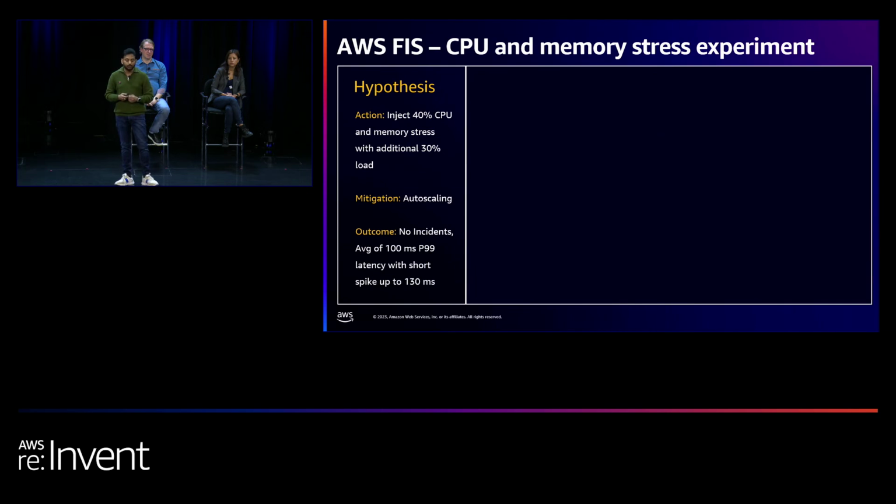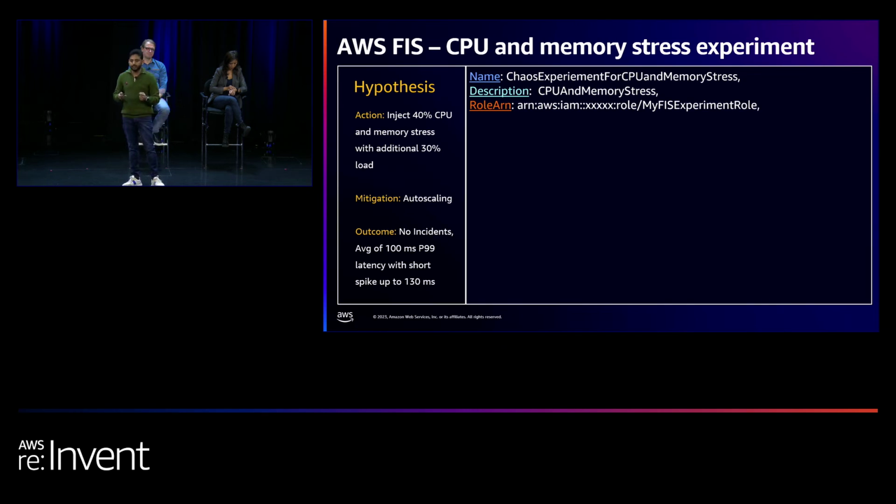Here is the first example I will be discussing, the CPU and memory stress experiment. On the left side, you are looking at a hypothesis. What I am doing here is, within the Alexa mobile personalization, we are injecting 40% CPU and memory load. At the same time, we are also scaling the traffic from our load generator by an additional 30%. When we do that, the outcome we expect is that no incidents are reported, and our P99 latency stays within 100 milliseconds, with the exception of a spike of 130 milliseconds at some times. And the mitigation we are using here is auto scaling.